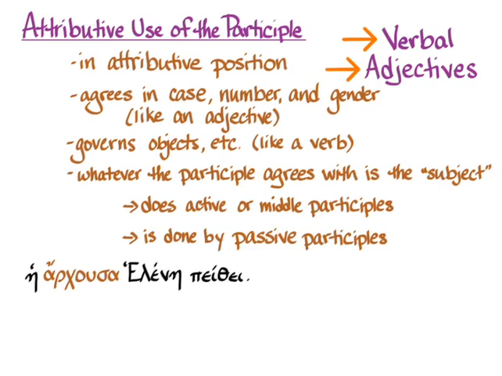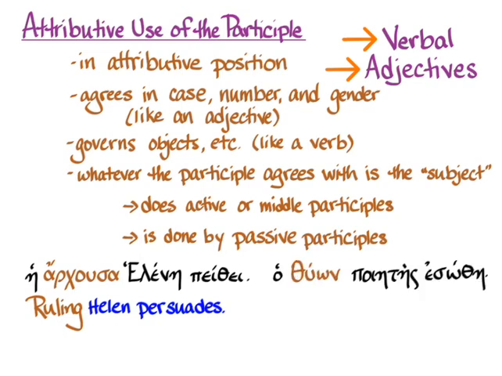He arhusa helene pethe, ruling Helen persuades. That's an active participle, so you can think of Helen as the person doing the ruling. She is the subject, so to speak, of that participle. That's not good grammatical jargon, really, but it is a way of understanding the relationship of the verbal action to whatever noun the participle agrees with.